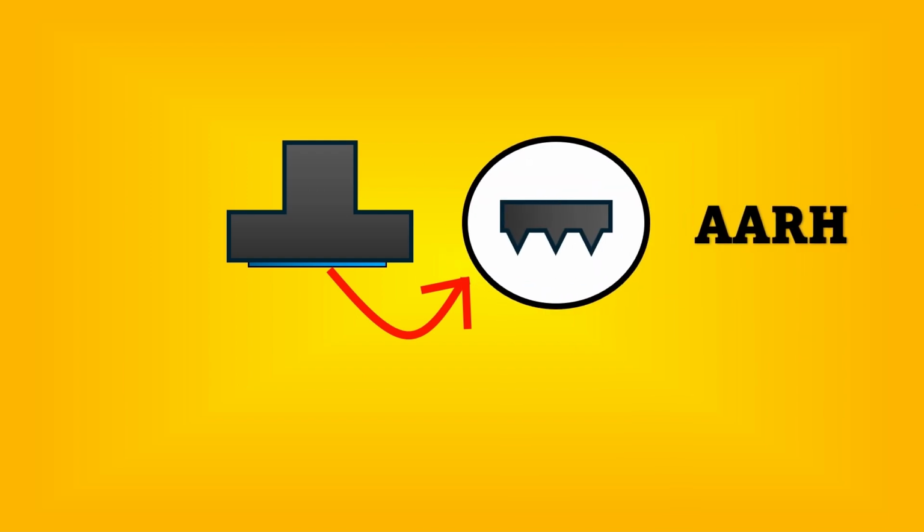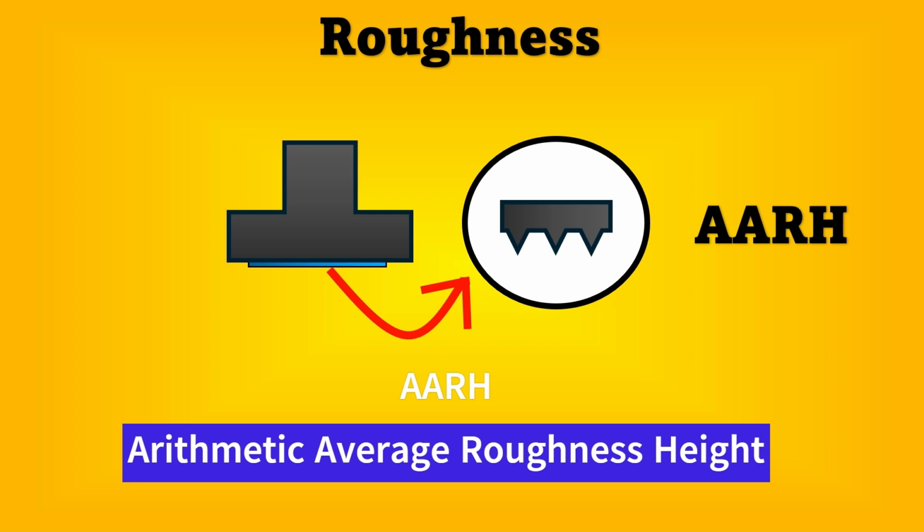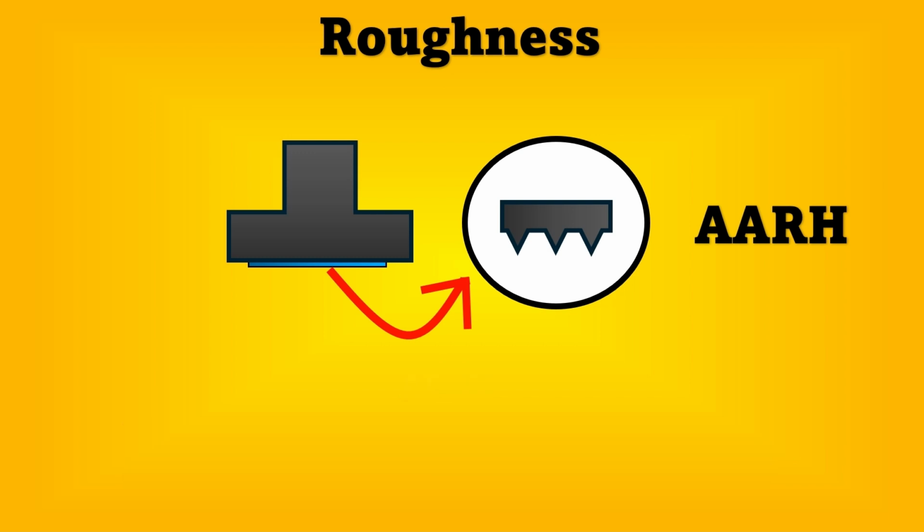You see here, this portion which we saw was raised also has roughness deliberately put into it, and the unit for this roughness is AARH, which is called arithmetic average roughness height. So basically, how rough or smooth the surface is. You might have seen for a lot of raised face flanges, you have heard the term that it should be between 125 to 250 micro inches.